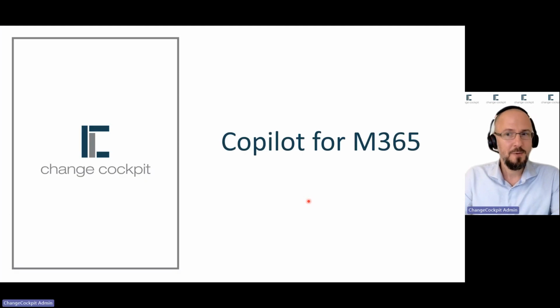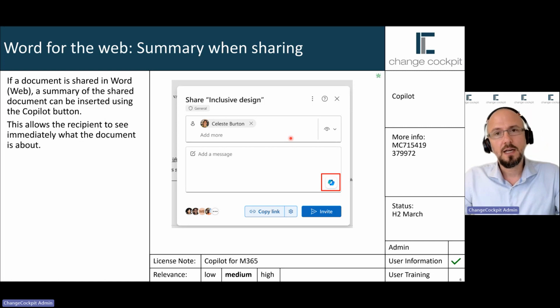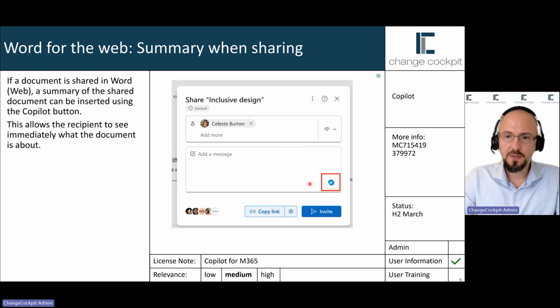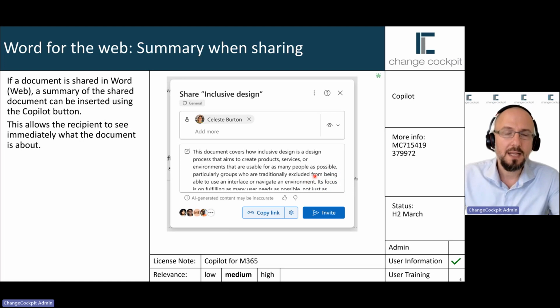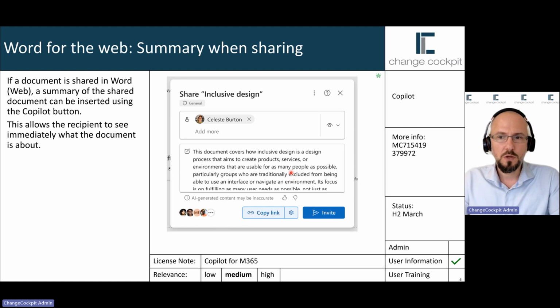So let's start then with Copilot for Microsoft 365, the workload which is part of this free edition of Change Cockpit. First of all, Word for the web. Summary when sharing. If you share an attachment or a Word document from Word Web, and only from Word Web, this is not for Word for Windows or Word for Mac, only if you use the browser edition of Word, then you will get this nice Copilot button in the sharing dialog. And if you click this button, Copilot will insert a summary of the whole document so that the recipient of this sharing invitation can see what this document is about.